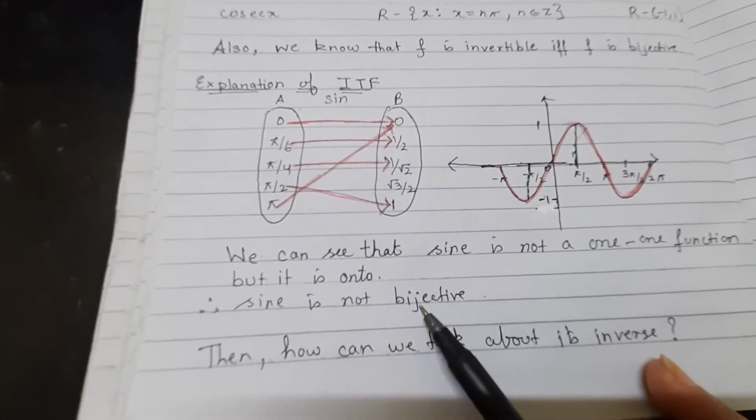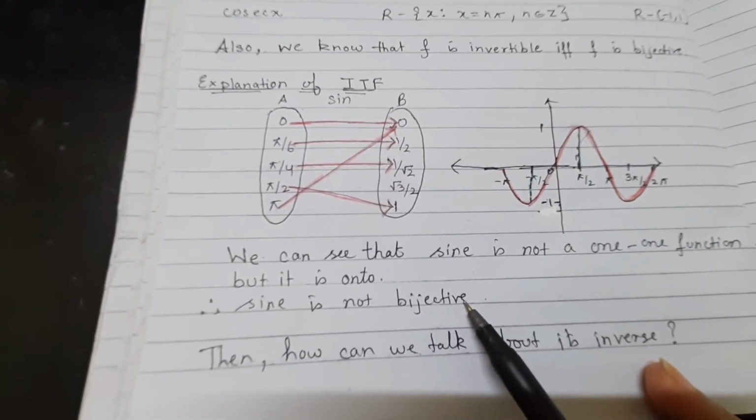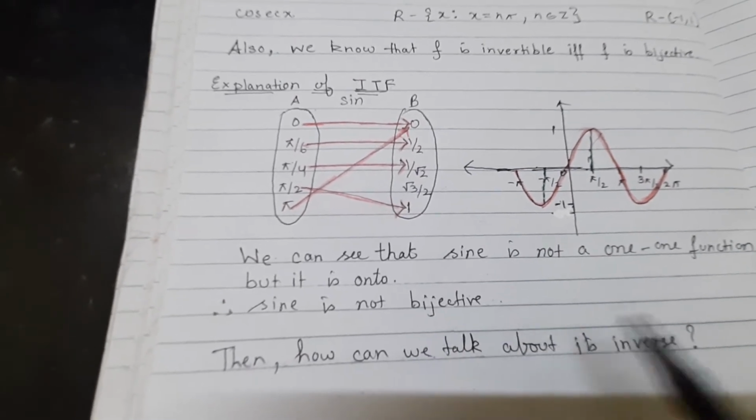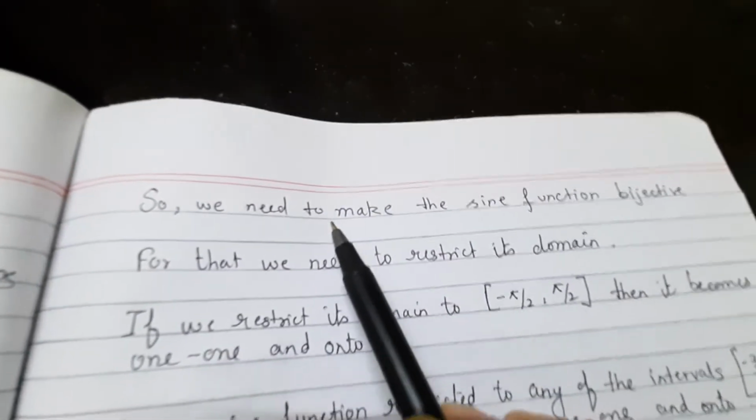When it is not bijective, then the inverse should not exist. If the inverse does not exist, then why is this chapter there? Why are we talking about inverse trigonometric functions? So the answer to this problem is, we need to make the sine function bijective. It is already onto, but we have to make it one-one.